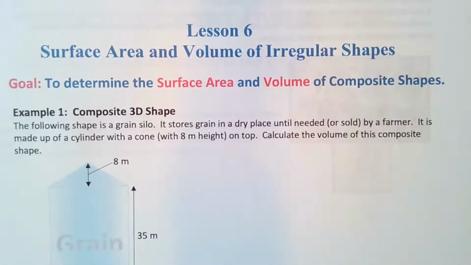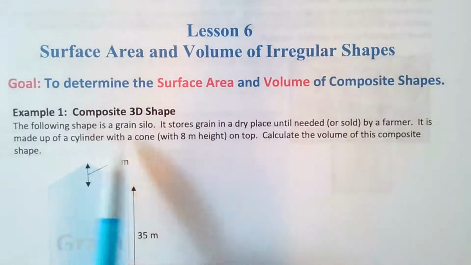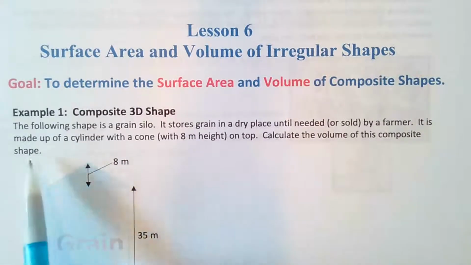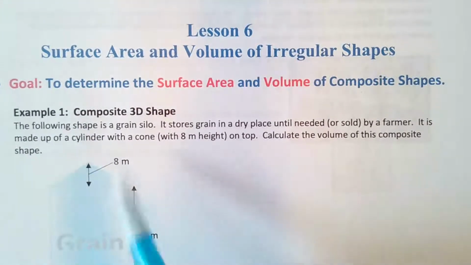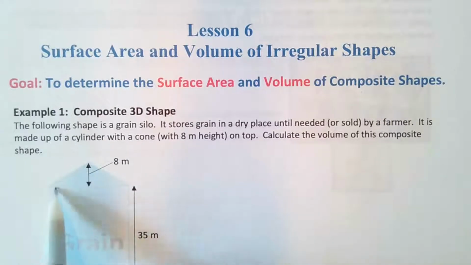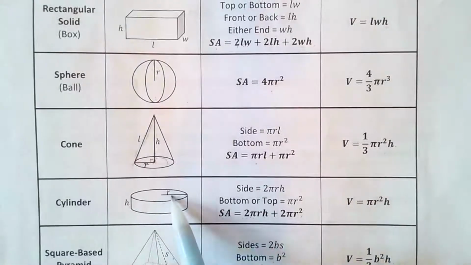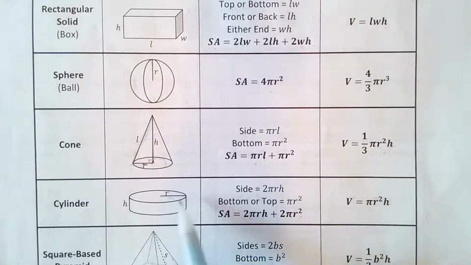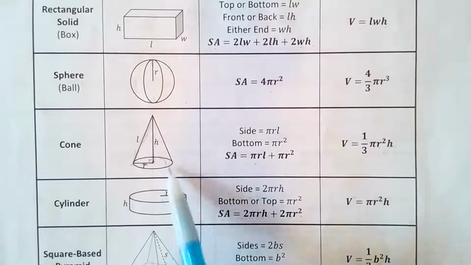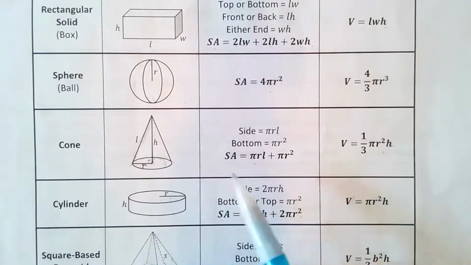The first one we'll be looking at, they ask us to calculate the volume of this composite shape. Now, this is called a composite because it's a grain elevator where we store grain. The lower part here is a cylinder. So it's flat. So here you have a cylinder, and the top part you have a cone. If you want to find the volume, you're looking at the volume for the cylinder and the cone. So that's what we mean by composite, meaning composed of two or more.